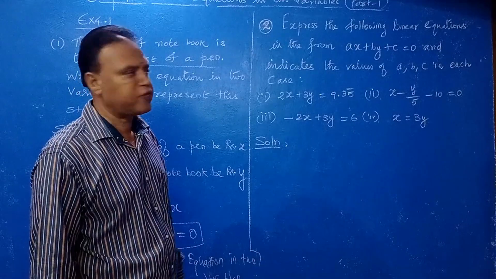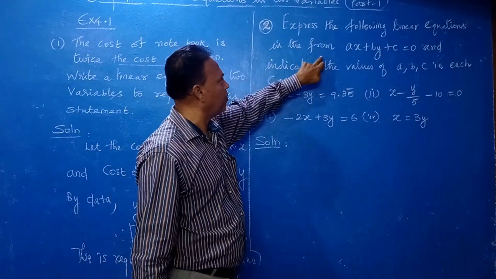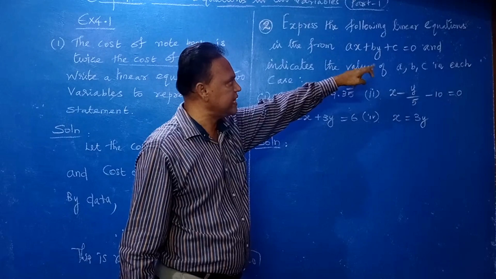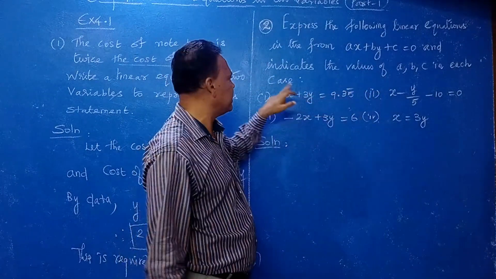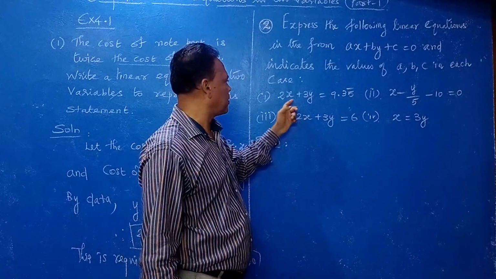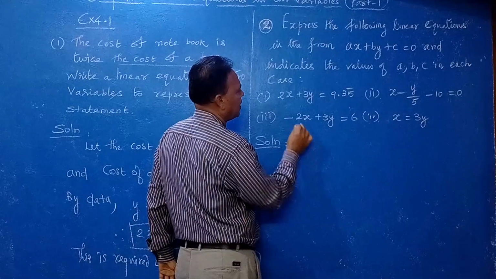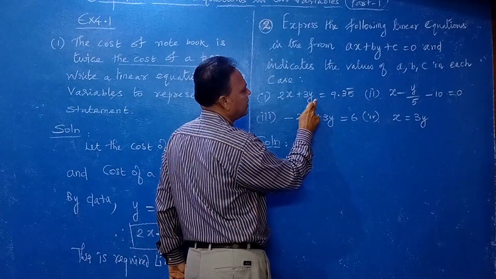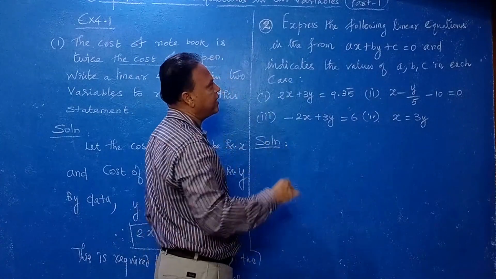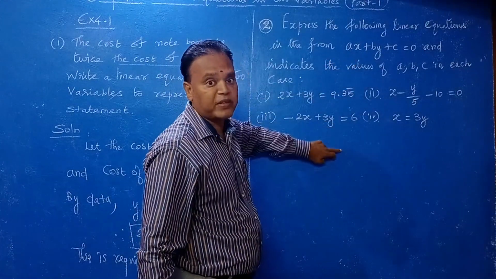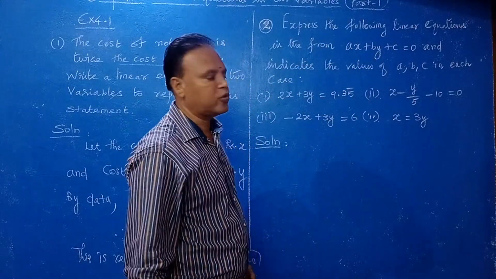Okay, so next we will see the second problem. Express the following linear equations in the form ax plus by plus c equal to 0 and indicate the values of a, b, c in each case. So the first problem, you see, is given: 2x plus 3y equal to 9.35 bar. You have to write in this form. Then you compare and write the a, b, c values. Okay.